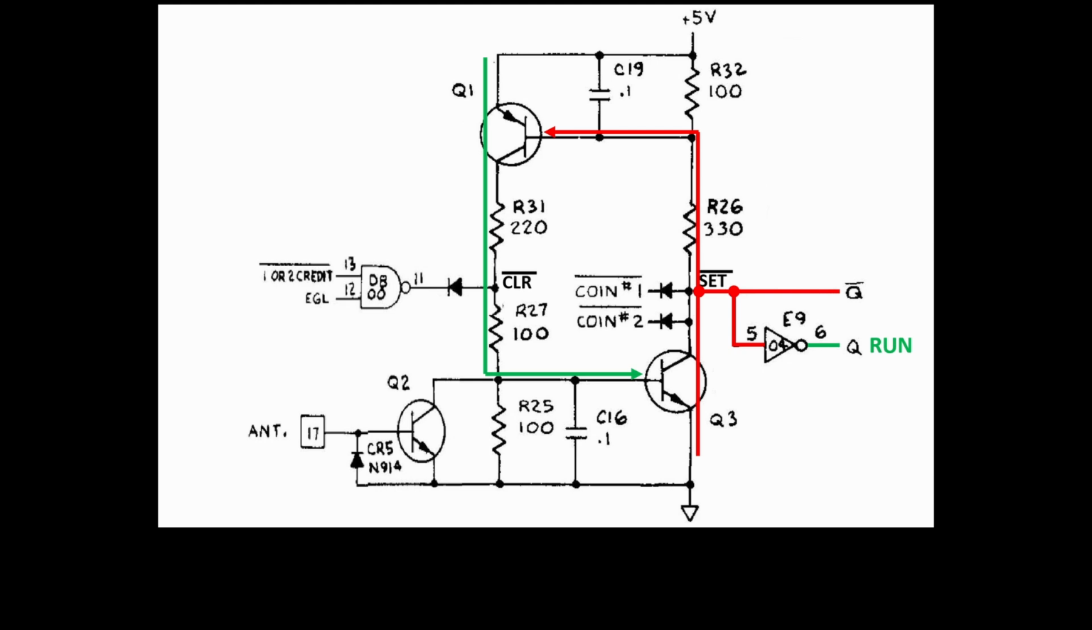We saw how the latch is reset at power on, but it can also be reset in 2 other ways. Another way it gets reset is when a game ends and there are no remaining credits. This drops the cathode of CR7, interrupting the feedback loop and turns off both transistors.